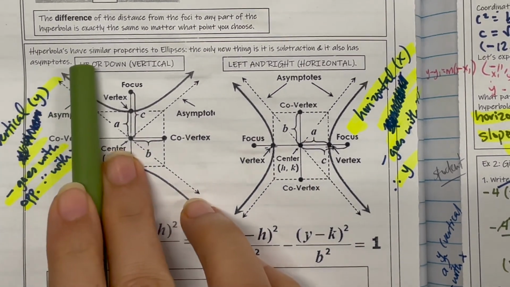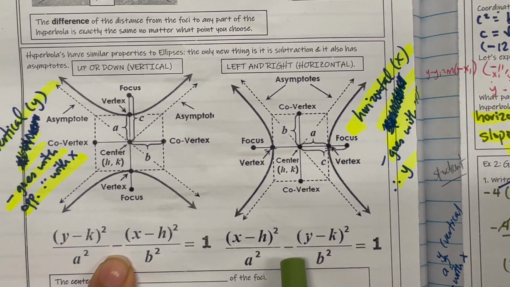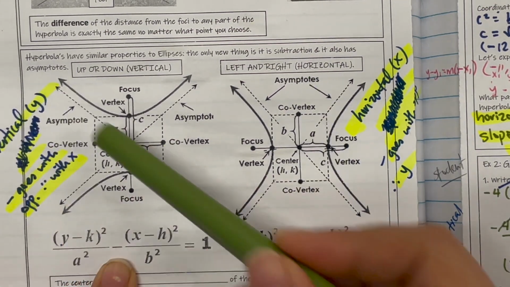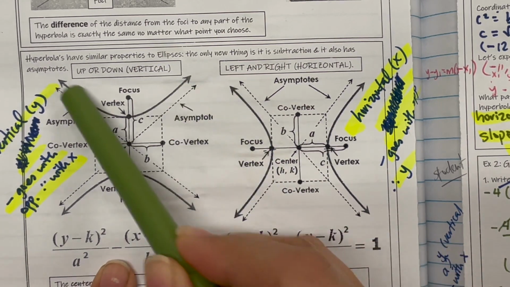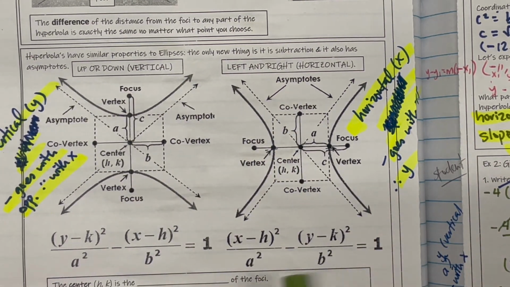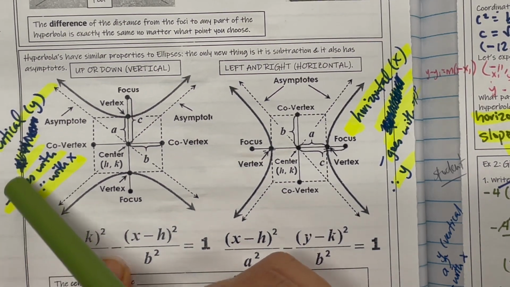All right, so hyperbolas have similar properties to ellipses. The only new thing is that it has a subtraction sign, and it also has asymptotes right here. And these asymptotes are used to guide the hyperbola. The biggest thing for you to realize is where to put this negative sign. Okay, so go ahead and write this down.